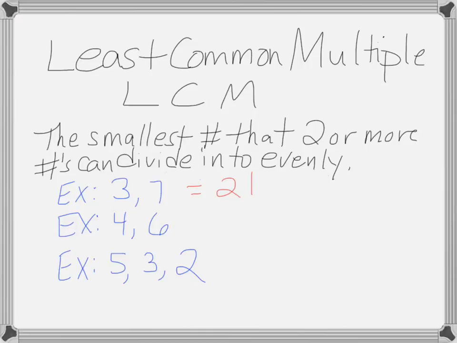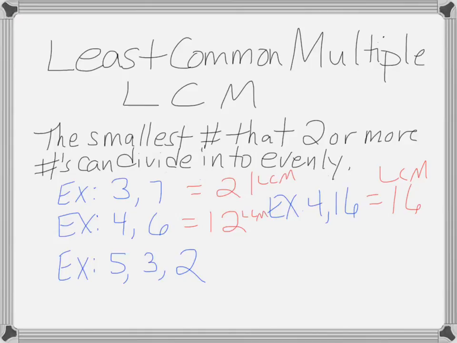Look at 4 and 6. 4 and 6 both divide into 12. How about 4 and 16? 4 and 16 both divide into 16. So the least common multiple can be one of the numbers.